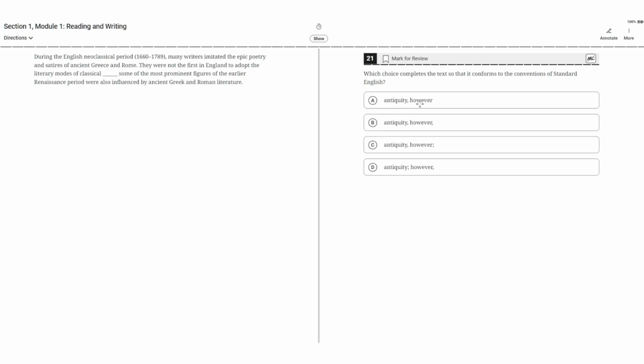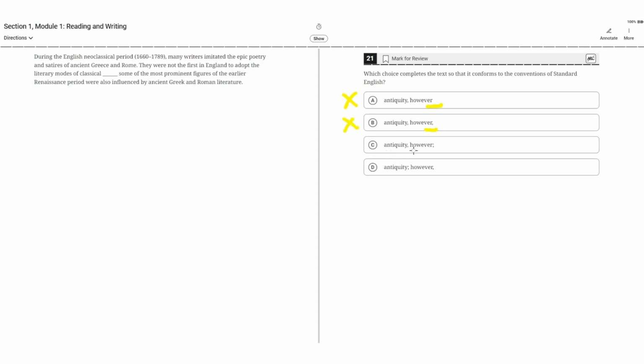A. Antiquity, however. This is incorrect because there is no punctuation after however to separate the two independent clauses. B. Antiquity, however, This is incorrect because the comma after however cannot be used to separate the two independent clauses in this manner.